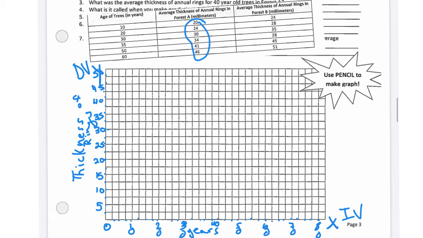Okay, so if we graph these, remember we have two different ones. So I'm going to put Forest A in red for me.